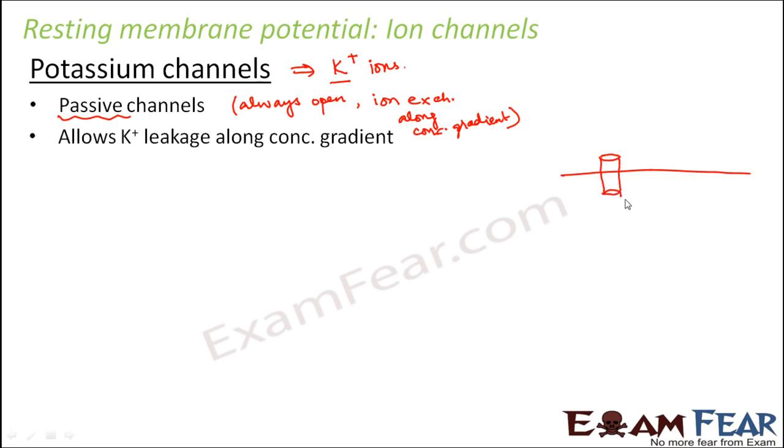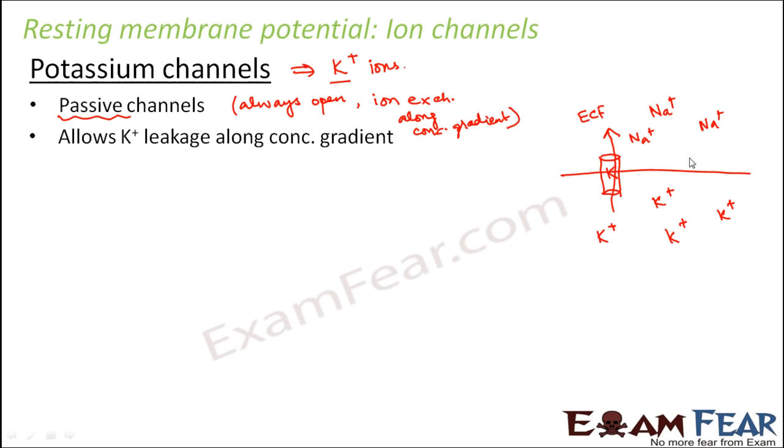Let us suppose these are my potassium ion channels, and this is the extracellular fluid where the concentration of sodium is high, and this is the axoplasm where the concentration of potassium is high, right? And let us suppose this is the potassium channel. So this potassium channel is a passive channel, so it will always be open, and always allow potassium to pass through it. But it will allow it to pass only from a region of high concentration towards a region of low concentration. So it will allow potassium only to move from inside to outside. So potassium can move only in this direction.